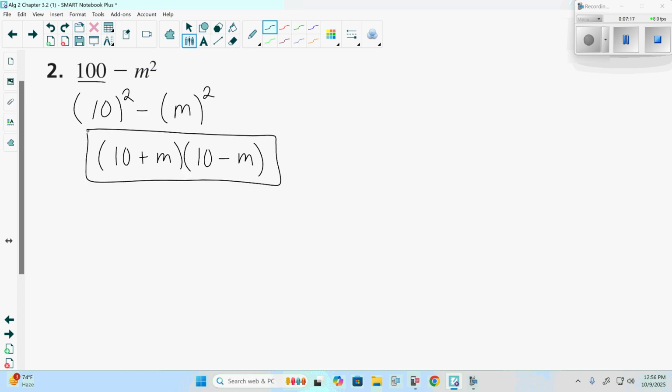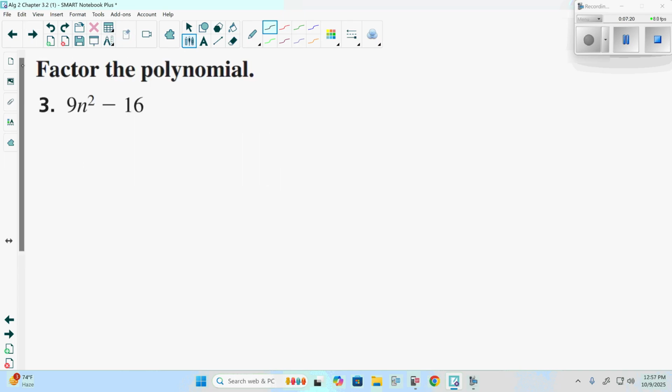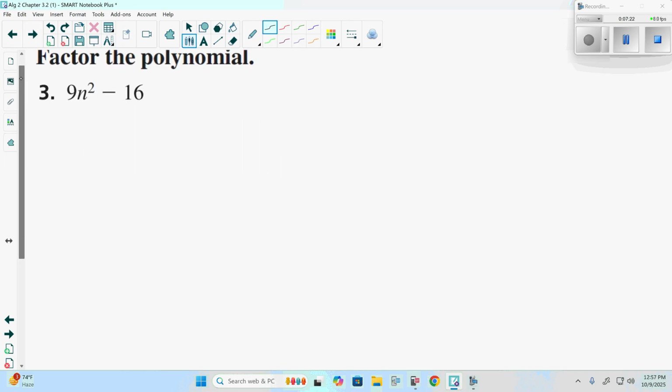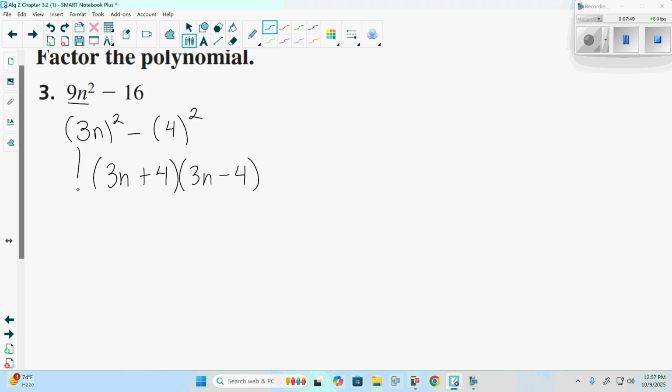We're ready for the next one. 9n squared minus 16. So if we get it in the form of a squared minus b squared, what times itself is 9n squared? It would be 3n. What times itself is 16? 4. So we have 3n plus 4 times 3n minus 4.